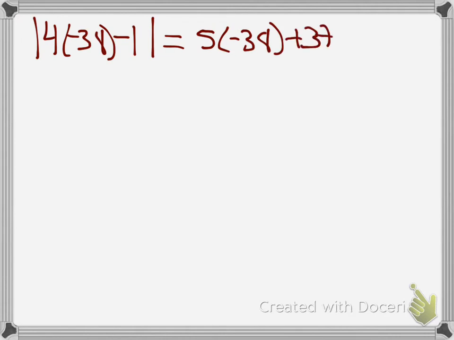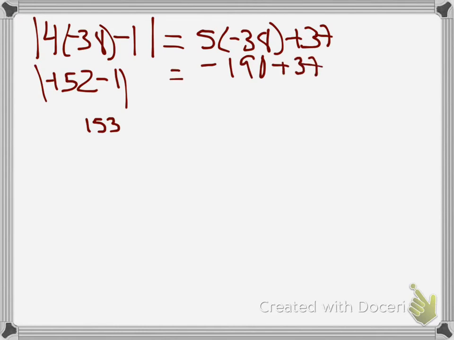Okay, this right here is going to become a positive number. So like I can say 4 times -38, that's 32, carry the 3, 152, negative minus 1, gives me, absolute value of that would give me positive 153. This right here is going to give me negative, let's see, 40, carry the 4, 190 plus 37, and you're going to get negative 153, which doesn't work. So -38 doesn't work.